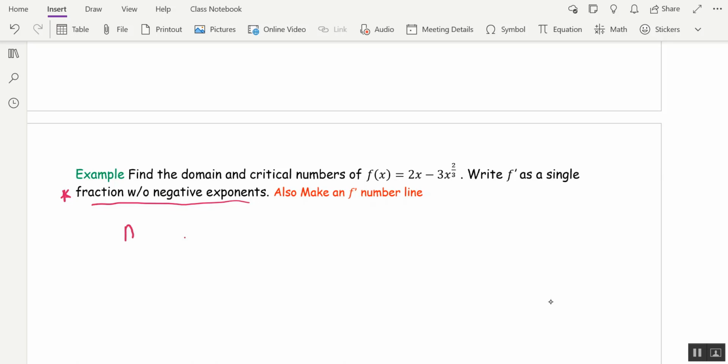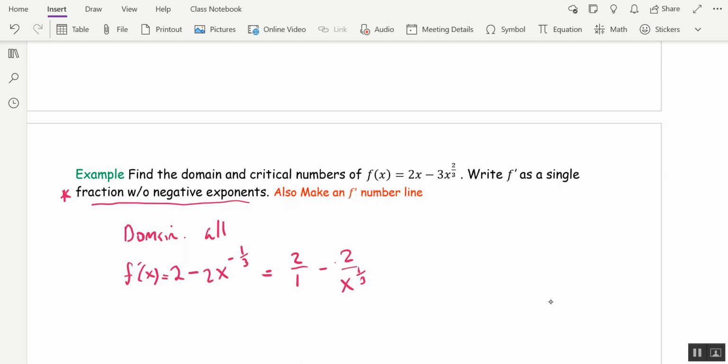So the domain is all x. There are no negative exponents, there are no even roots, and there are no logarithms. So now we can find f prime. That's 2 minus 2x to the negative 1/3. And I want to write that as a single fraction. So that's 2 over 1 minus 2 over x to the 1/3.